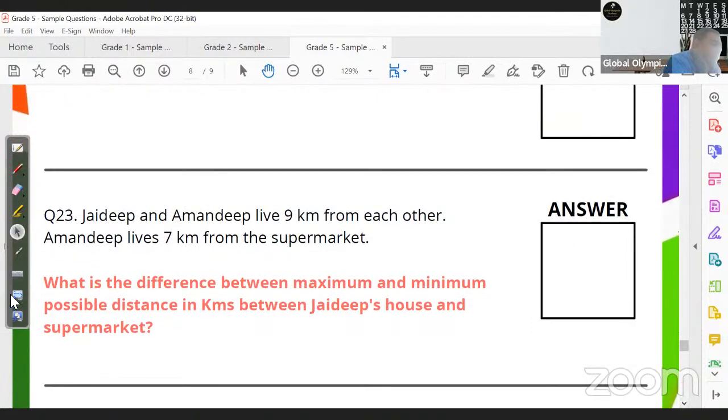This is the last question of this grade level, and then we'll do the grade 6 one. Ashwin, get your camera on, please.